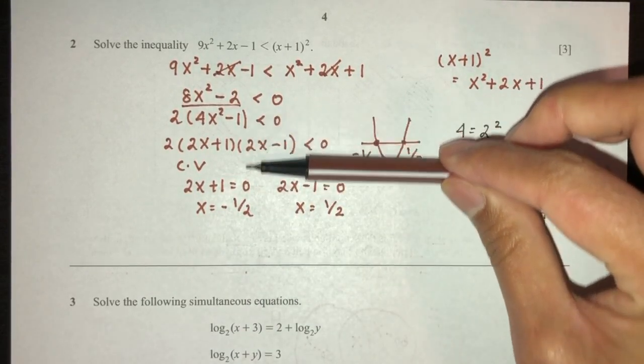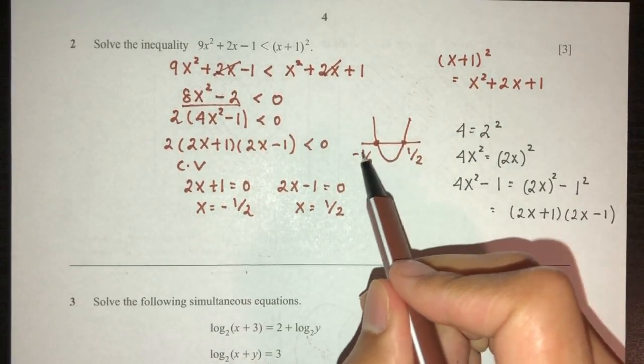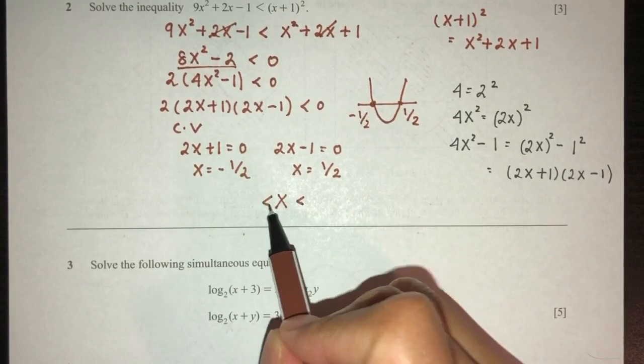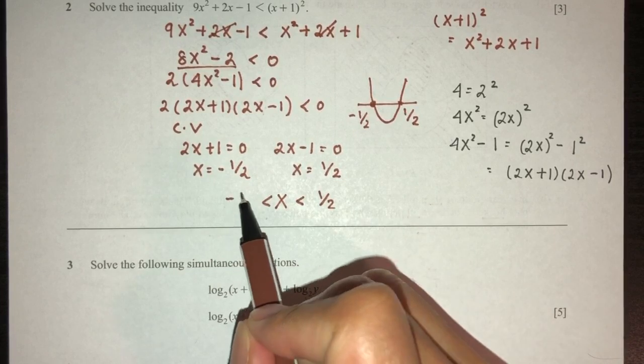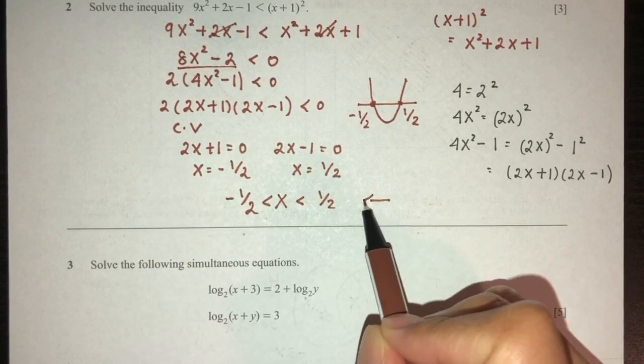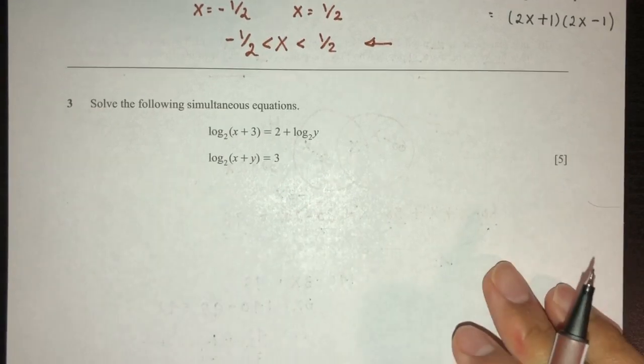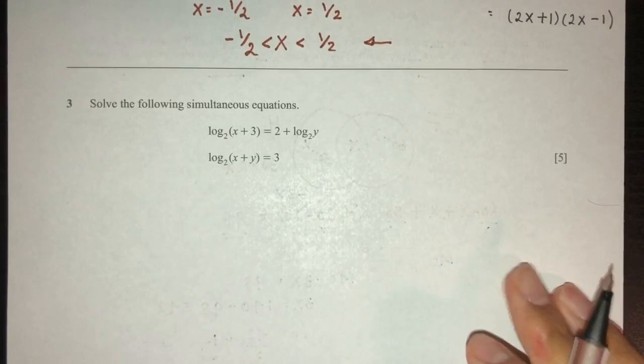So below this line, that will be these, right? So x has to be between half and this. So this will be your answer for part 2. Now for part 3, solve this equation. Let's observe to see what we have.